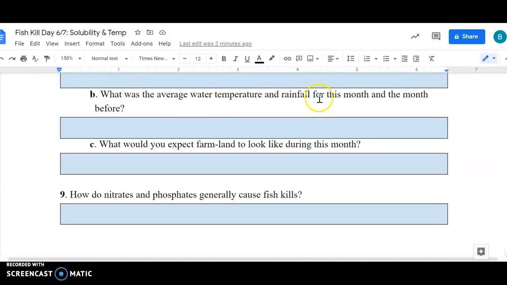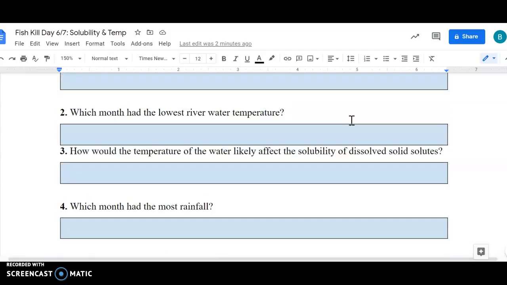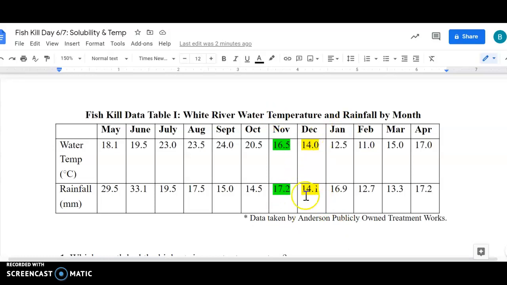What was the average water temperature and rainfall for the month and the month before? That is what is highlighted here. I've highlighted the month and month before. The water temperature for November was 16.5 degrees Celsius, and the rainfall was 17.2 millimeters. Please list out both water temperature and rainfall for the month of the fish kill and the month prior.